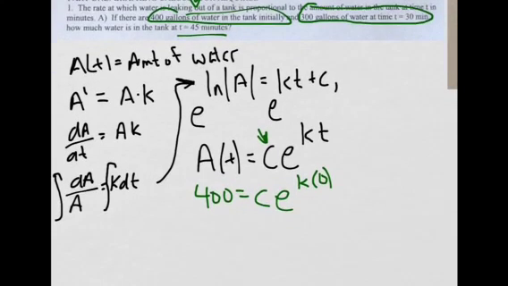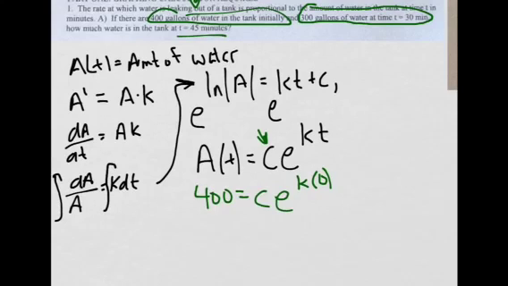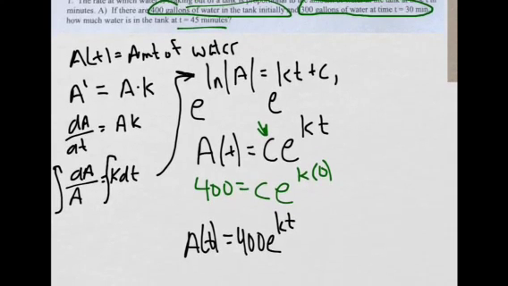So maybe I'll scroll down a little bit. Alright, so I've got that A of t equals 400 e to the kt. Now, I'm going to use the second little circled thing here. It tells me that at 30 minutes, I get 300 gallons in it. So it tells me that A of 30 equals, what is it, 300.